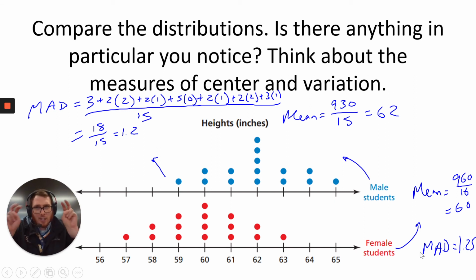Now, what's close enough mean? Well, it kind of depends on the question, but these two are definitely close because 1.2 and 1.25 are very close to each other. That's the way we want to say if there's noticing anything in particular. We want to use the measures of variation, the measures of center. What we don't want to say is, well, they look about the same. Oh, well, we think the male students are taller. We want to have some data that backs that up in order to figure out those answers.